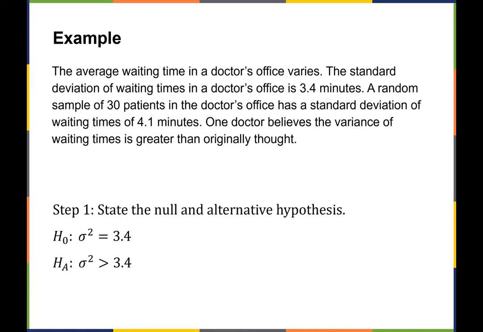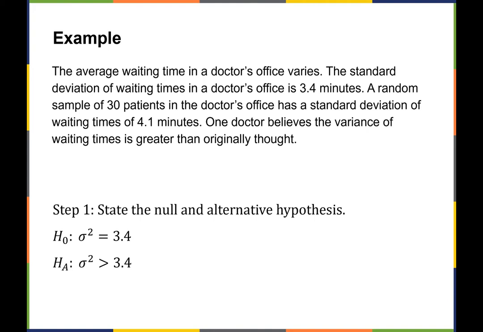Let's do an example. The average waiting time in a doctor's office varies. The standard deviation of waiting times in a doctor's office is 3.4 minutes. A random sample of 30 patients in the doctor's office has a standard deviation waiting time of 4.1 minutes. One doctor believes the variance of waiting times is greater than originally thought.